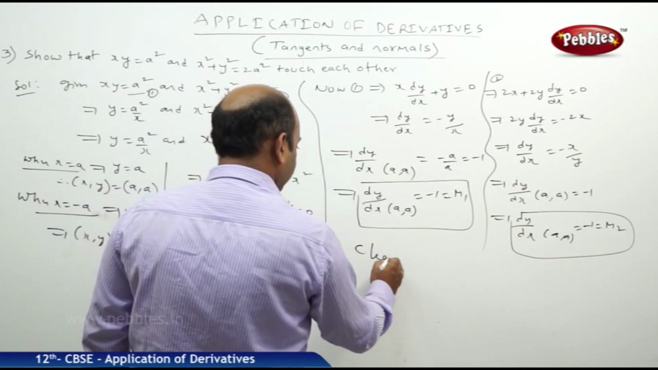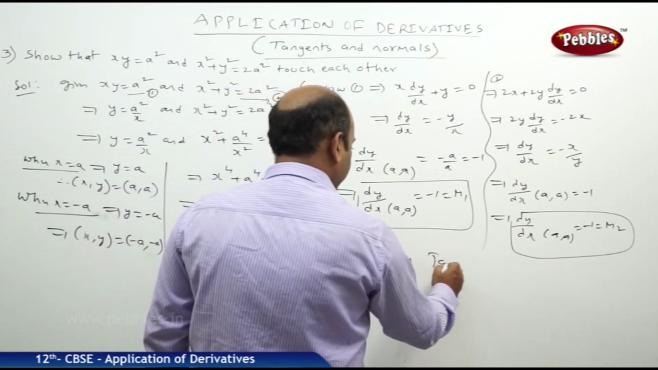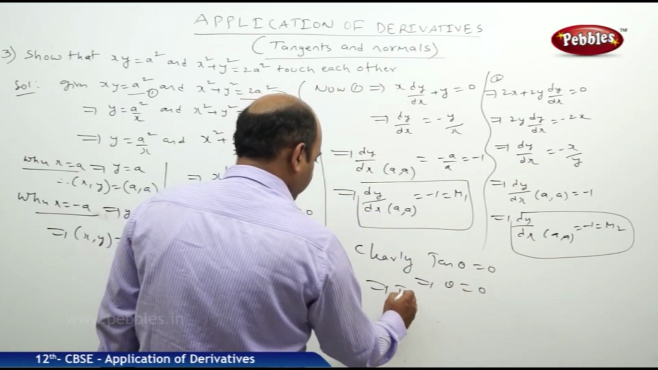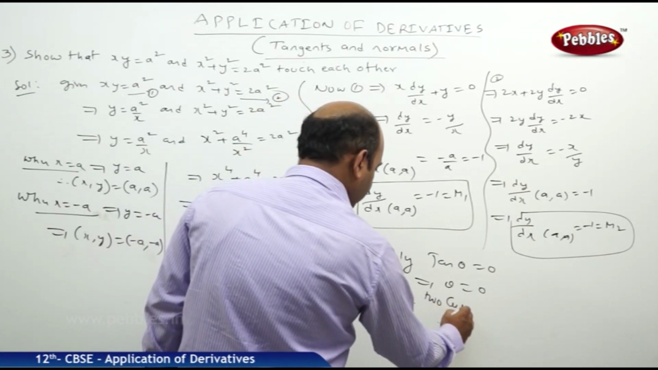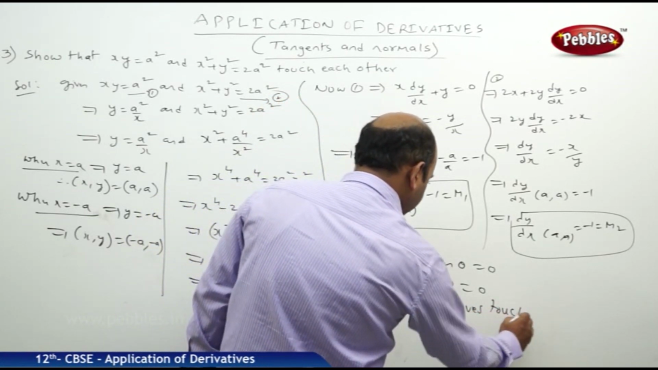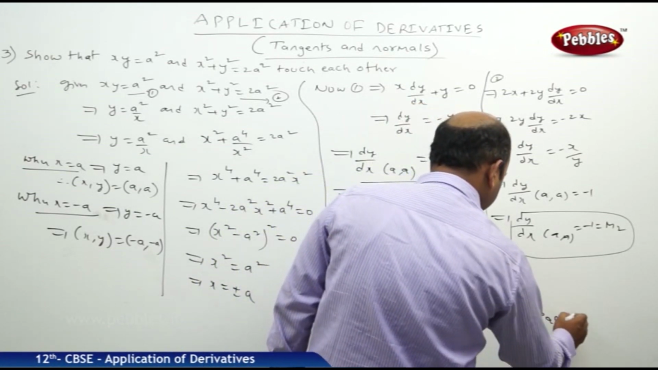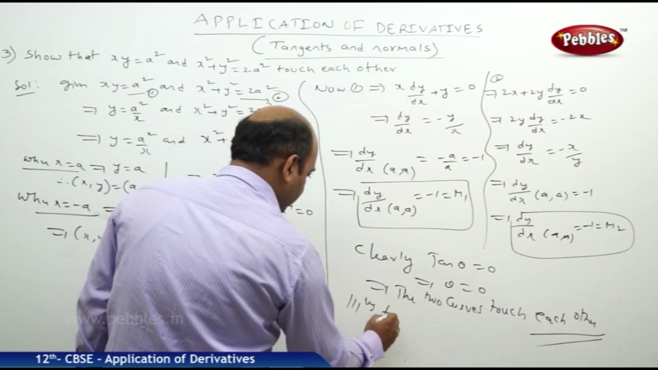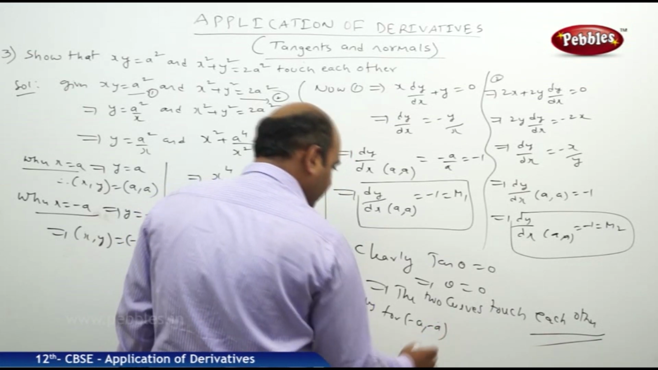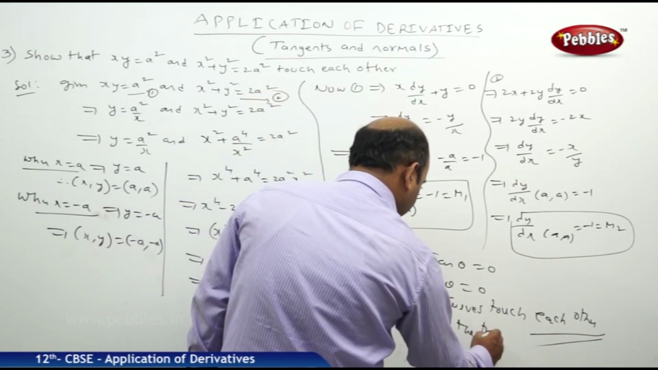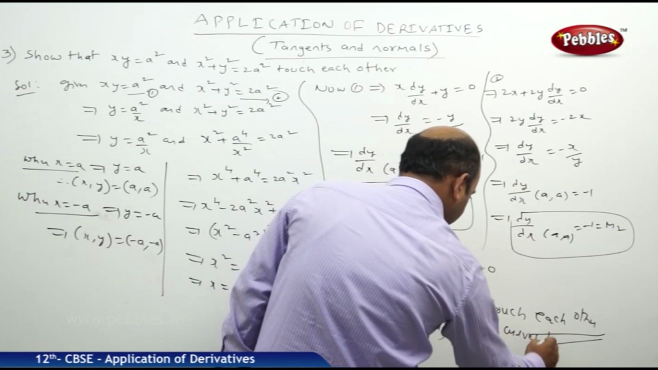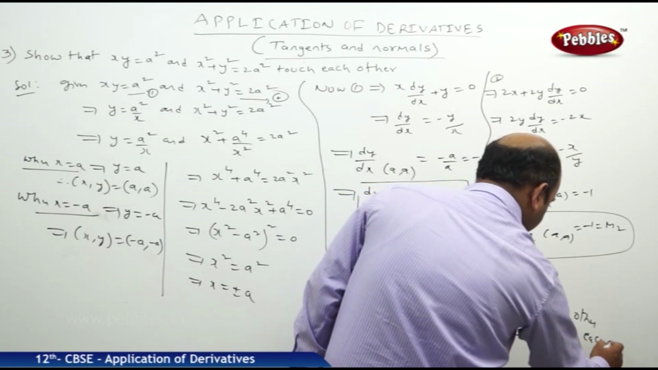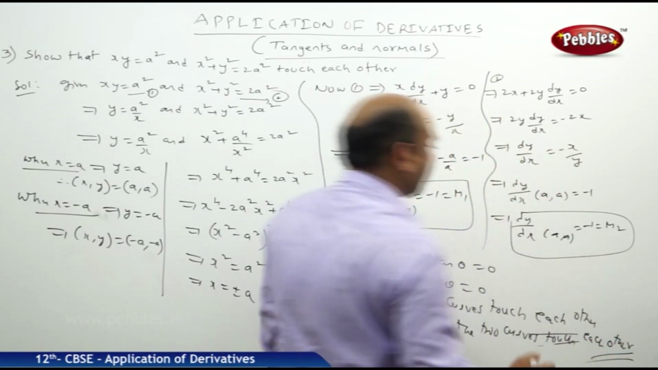So clearly tan theta equal to 0. That means theta equal to 0. That means the two curves touch each other. Similarly, for the point (minus a, a), the two curves touch each other. I will write like this, touch each other. Like this you need to represent in the paper.